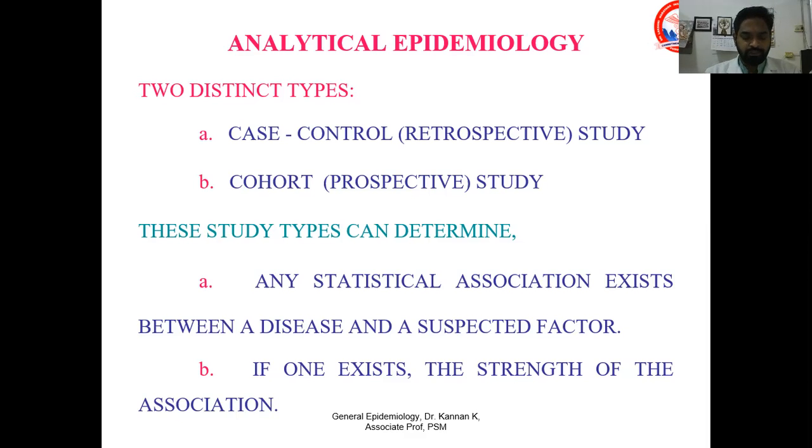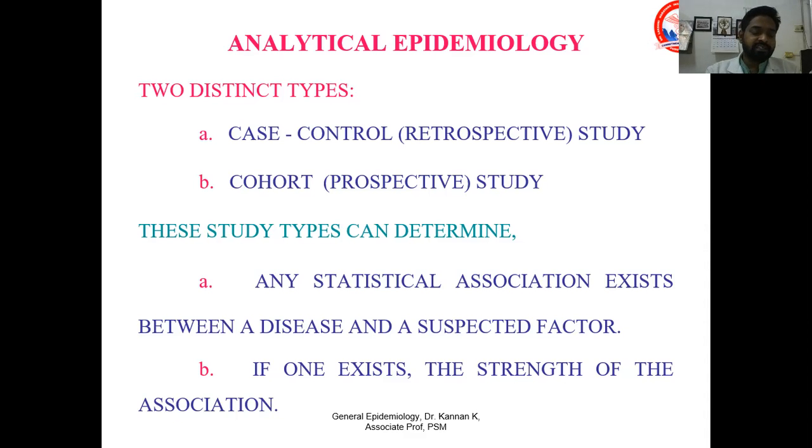Now we are going to see about analytical epidemiology. Analytical epidemiology has two distinct types: one is case control or retrospective study, and the other is cohort or prospective study. Analytical, as the name suggests, means we are going to analyze what is behind the causes. Suppose some risk factor is there and an outcome is there. We observe this risk factor and the outcome in an observational study, then find out the relationship between the risk factor and the outcome. So we are going to analyze what is in between these factors. That's why we call it analytical epidemiology.